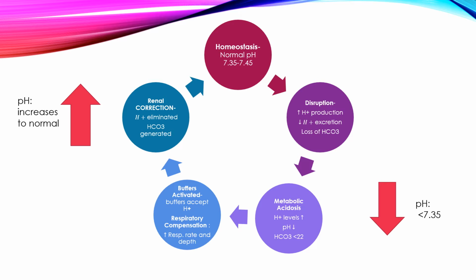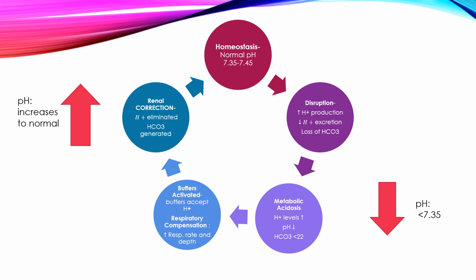So we'll also see that our bicarb is going to fall and it's going to be less than 22. Our body is going to try to activate that buffering system, and it's going to allow any of those molecules that are buffers to accept those excess hydrogens, but remember, it can only go so far. And the respiratory system is also going to be activated, increasing the rate and the depth of our respirations in an attempt to expel or eliminate that extra CO2 that's causing that carbonic acid.